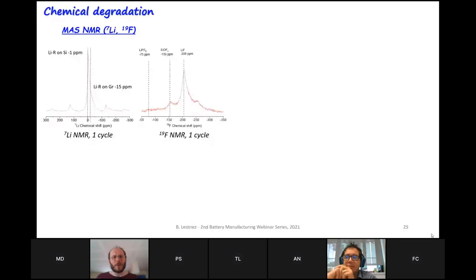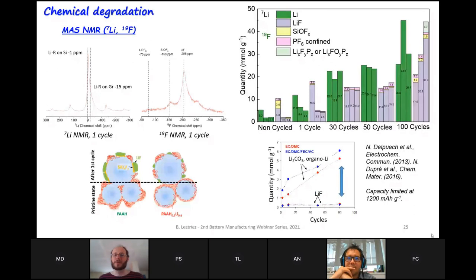So to complement this analysis, we looked at the chemical degradation of the electrode by magic angle spinning NMR. Here are shown some lithium and fluorine spectra with the compounds that could be identified. Next. And here we have the quantification. On the right, you have the quantity that was calculated thanks to the fitting of these spectra and also from references, which were obtained by simply mixing known amounts of LiF with silicon or graphite.